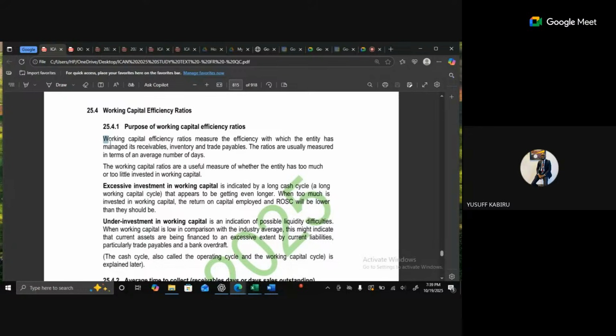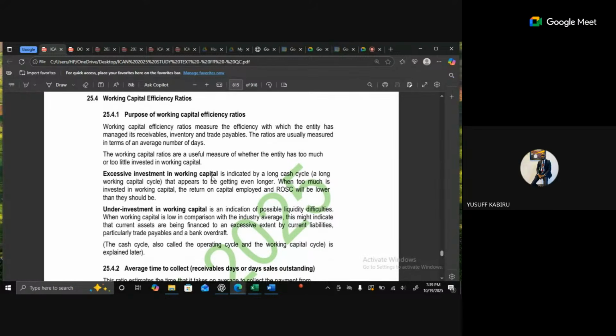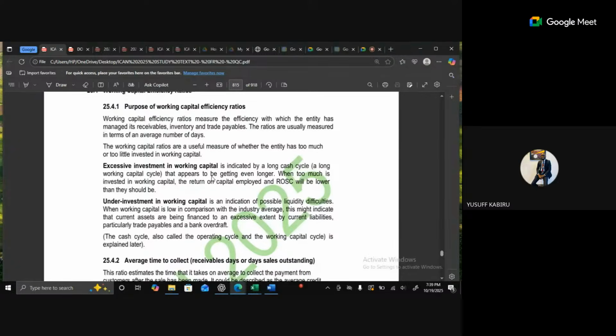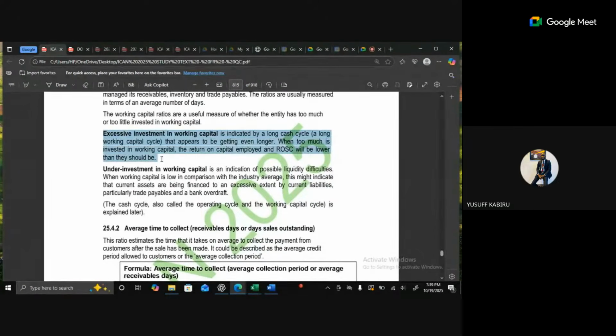Now from there you would know that this is what they want, right? But don't worry, as we dive into the question, you will understand it very much. So they say the working capital ratios are a useful measure of whether the entity has too much or too little invested in working capital. This also helps with your working capital management, for you to know whether you have invested too much or too little in your working capital. So that's why they went ahead to highlight what excessive investment in working capital is and what under investment in working capital means.